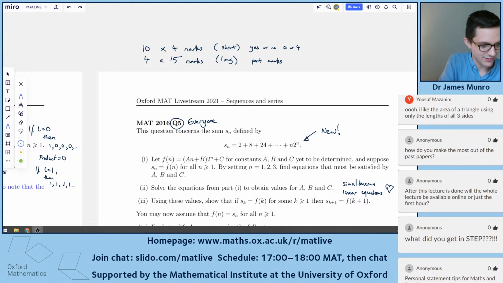Area of a triangle using lengths. Ooh, okay. Yeah, Heron's formula in chat. Brilliant, right, cool. Which college do you work at?